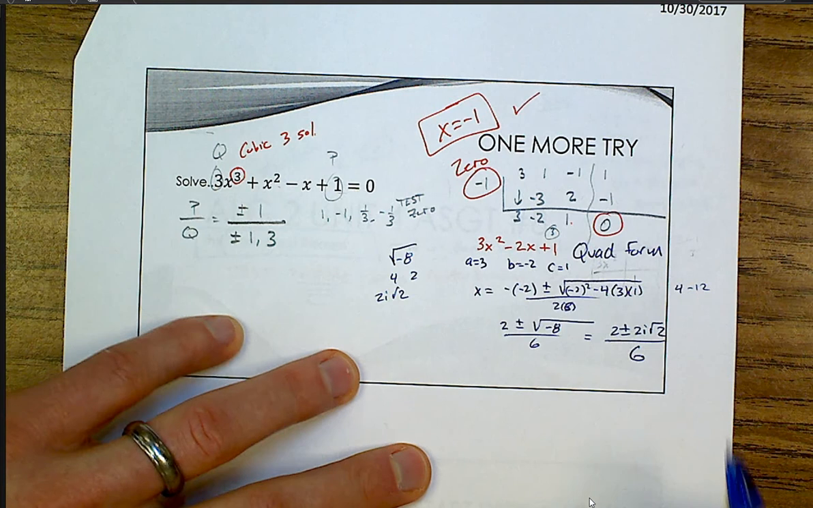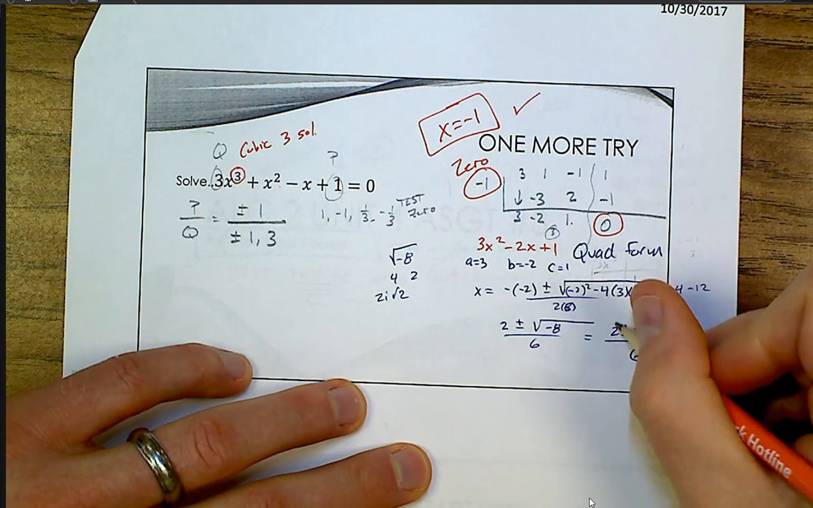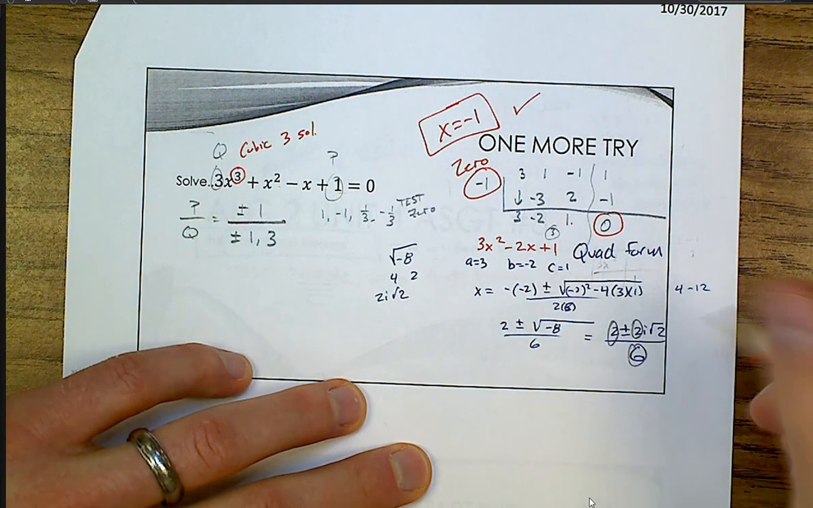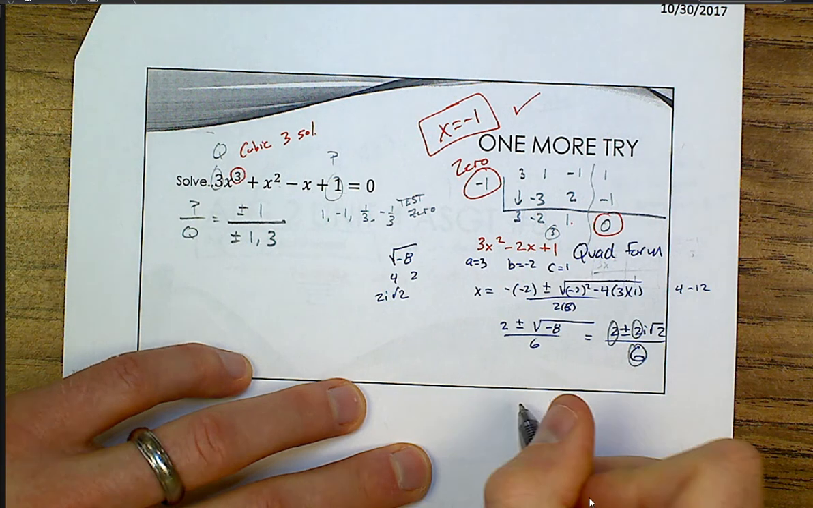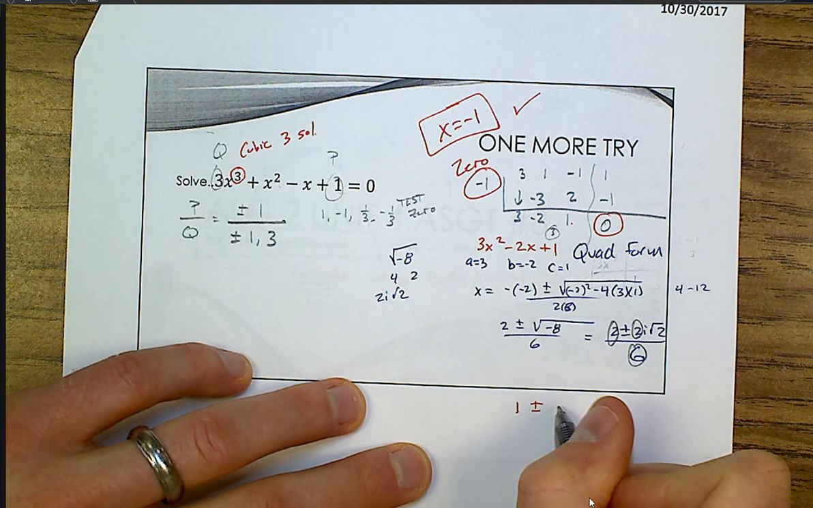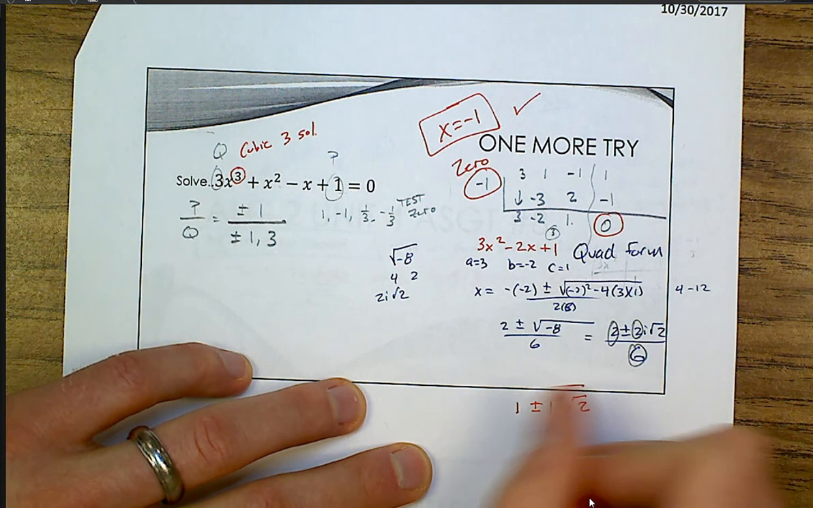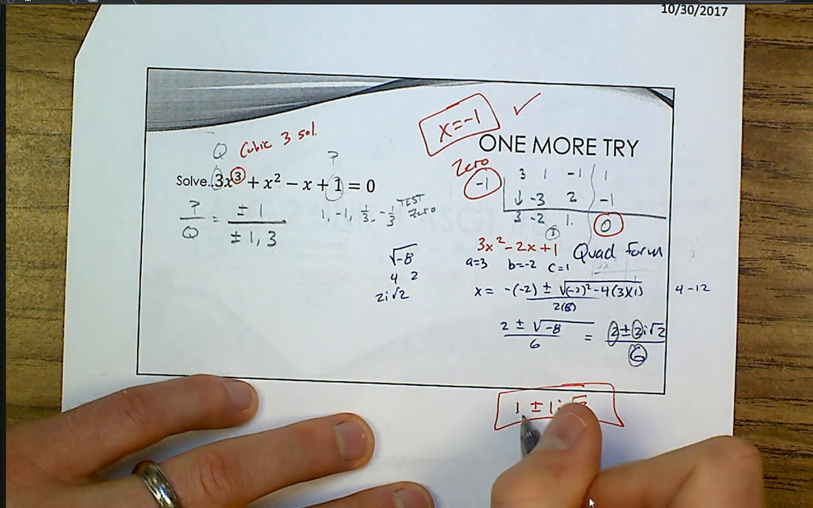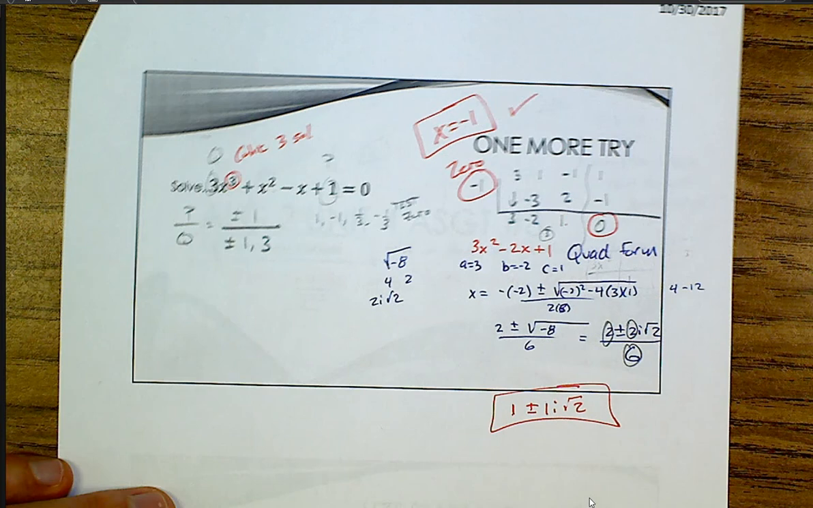And then because we talked about this in class the other day, because that's even and that's even and that's even, I can write my final answer as 1 plus or minus i radical 2, all over 3. So there's 2 solutions. There's your third solution, and that's how you use the rational root theorem.